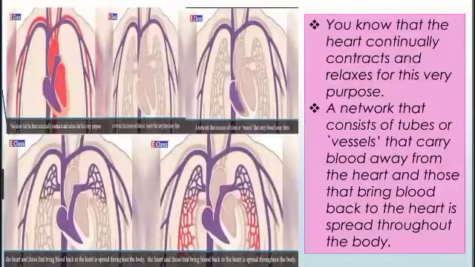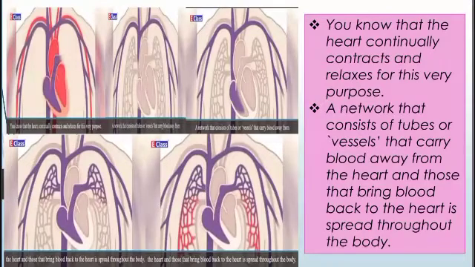So let's see that. Now you can see in the slide a picture of a heart, and you can see the colors in it, blue and red. What do these two different shades tell us? We know that the heart continually contracts and relaxes for this purpose. If you keep your hand on your heart, you feel it pump up and then go down. That means it contracts and then relaxes. But how is it possible? A network of tubes or vessels that carry blood away from the heart and bring blood back to the heart is spread throughout the body.